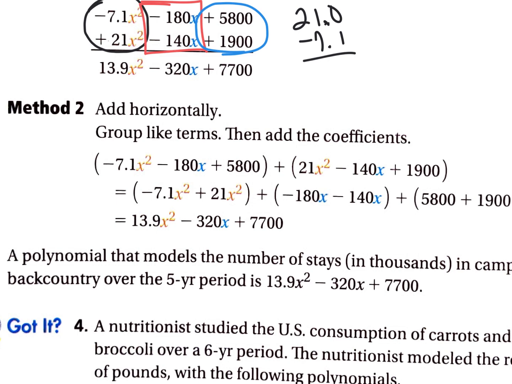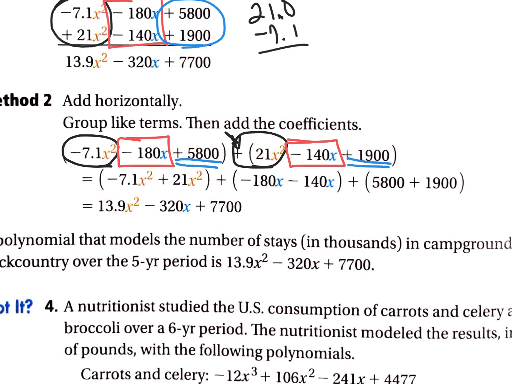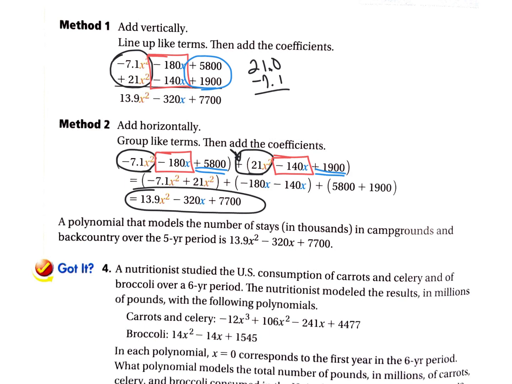Another option is adding horizontally. What the book did is they just rearranged these. And it's up to you. I would suggest you could even do this with a third option, which is just add horizontally without rearranging. Just make sure you watch that this is adding here in between. And then you could even use different colors or underlining, circling, boxing things in to help you make sure that you're actually combining the like terms together. Okay, so that would be our polynomial that models this.